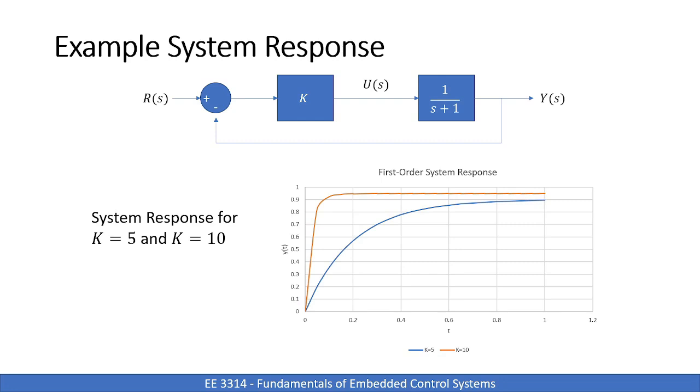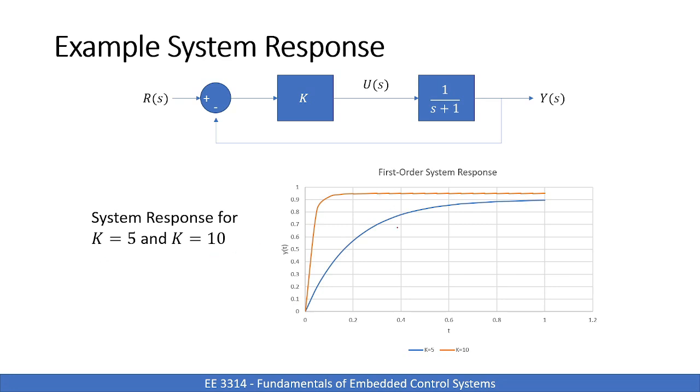So, we know from our study of first order responses that this is a pretty typical type response, right? A first order system is generally going to have an exponential type response. So this is what we would expect. But what you'll see is the value of K, the gain of this proportional control, is really going to impact the transient response. Not just the transient response, but the response in general of that first order system.